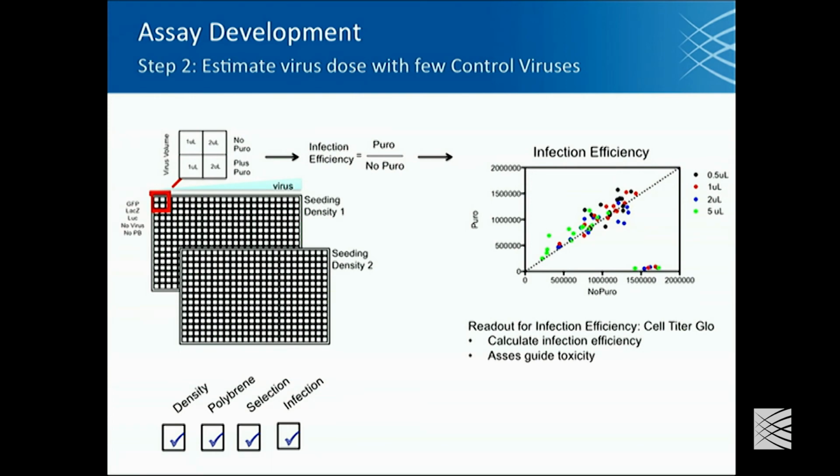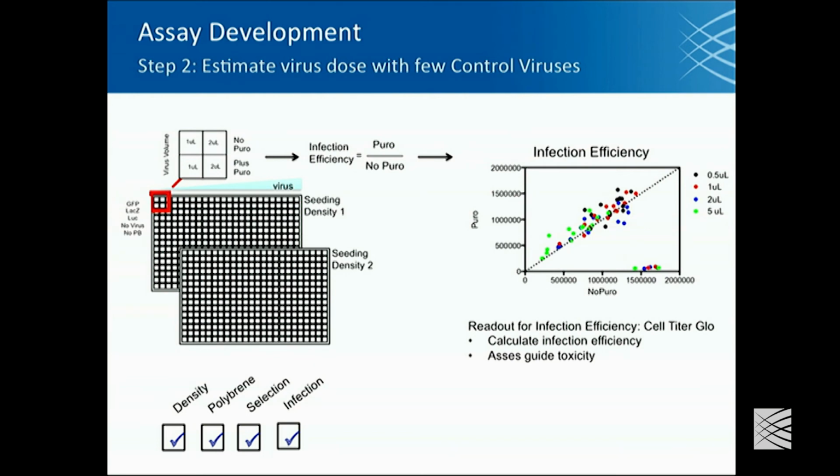This is how we calculate infection efficiency, by using a very simple calculation of puro divided by no puro. From here, you can then generate a graph of your data to look at infection efficiency. What you're really looking for is which of the virus concentrations you use actually gives you the best infection efficiency for your whole entire plate. So you want to look more up in this area here, and you can see that 0.5 microliters has a pretty good infection efficiency.